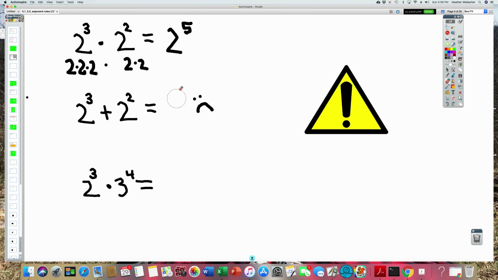And so if I were actually asked to evaluate that, I would have to actually figure out what 2 to the 3rd is, which is 8. Figure out what 2 squared is, which is 4. And I could do it that way. Then on this third example here, notice the bases are not the same. 2 and 3, the bases are different, so there is no adding of exponents here. The only way, again, I could simplify that was to evaluate.